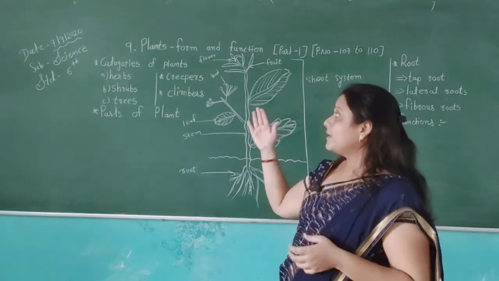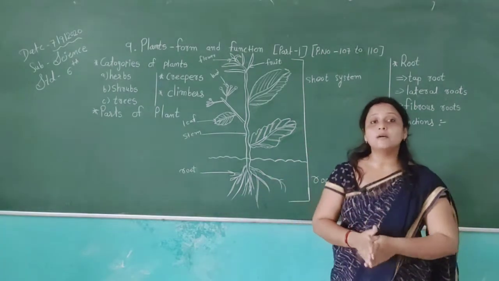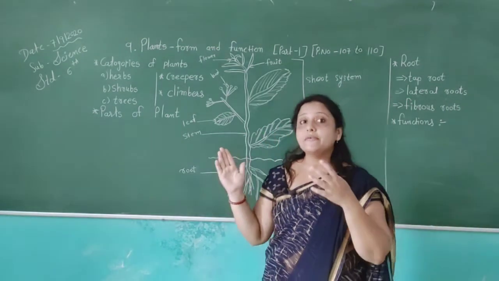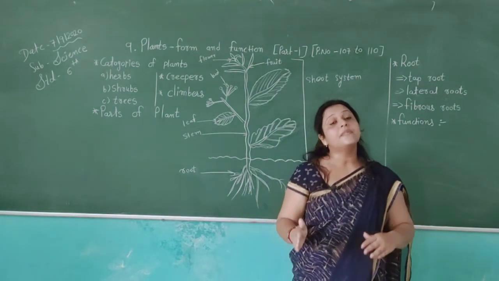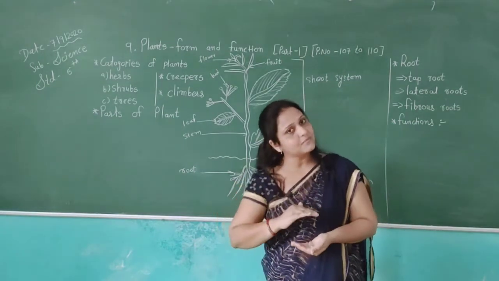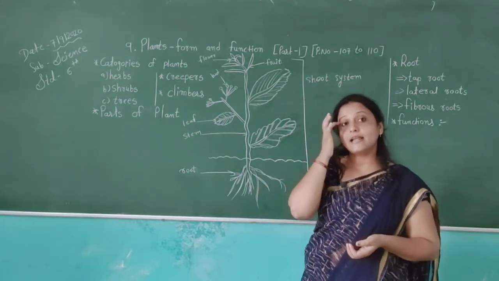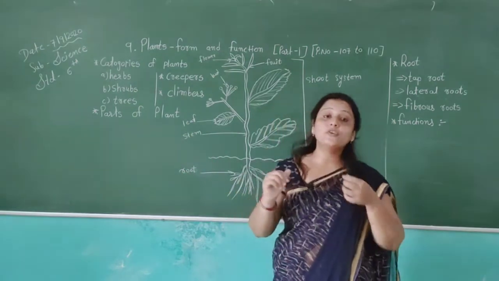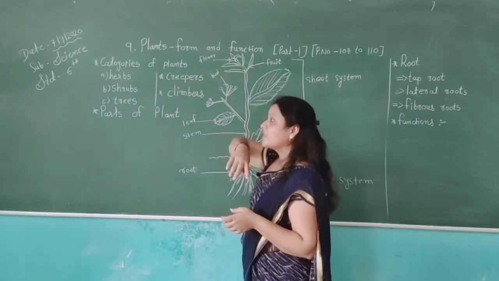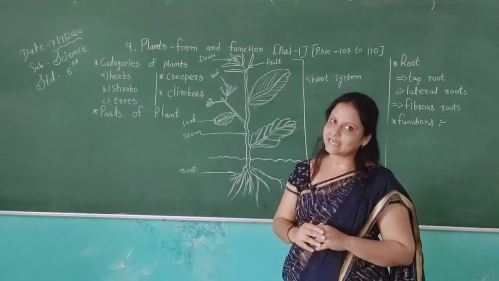So, categories of the plants. We have different categories of plants: herbs, shrubs, trees, creepers, and climbers. When you see different types of plants, identify them and try to classify them into categories according to their features. If the plant is very small, it is called a herb. If it is middle size, it is called a shrub. Very tall plants are called trees. Then creepers and climbers. Creepers always spread along the ground, and climbers use support to climb up.